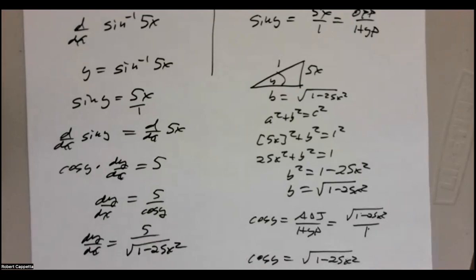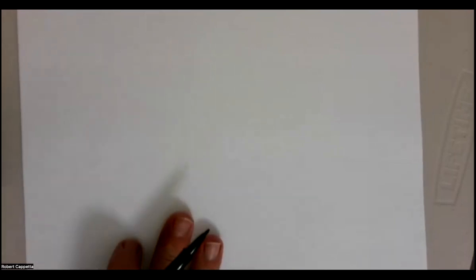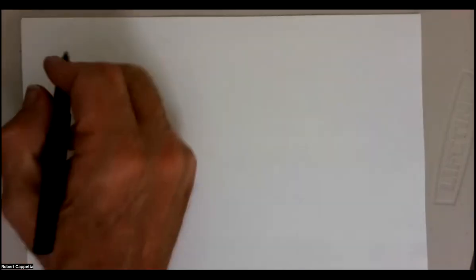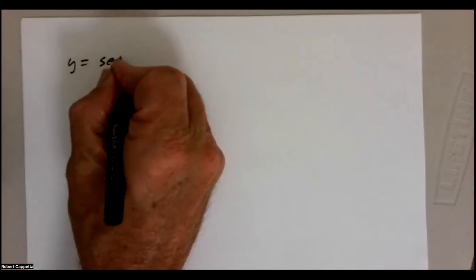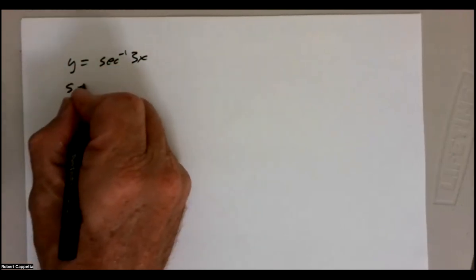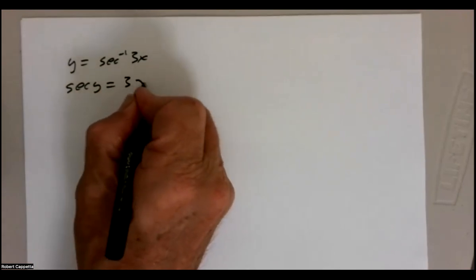And then the other question is inverse secant of 3x, done exactly the same way. So we need to go ahead and figure that out. So we're going to think about triangles again. What's going to happen there? What are we going to say? We have y is inverse secant of 3x. So secant of y equals 3x.